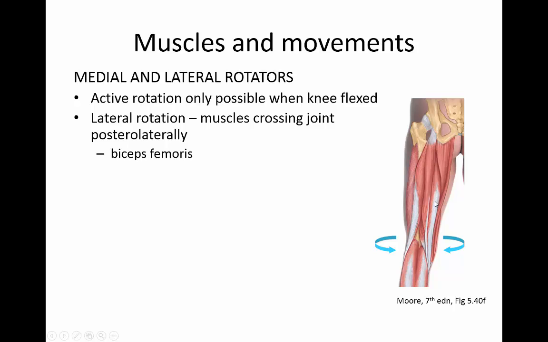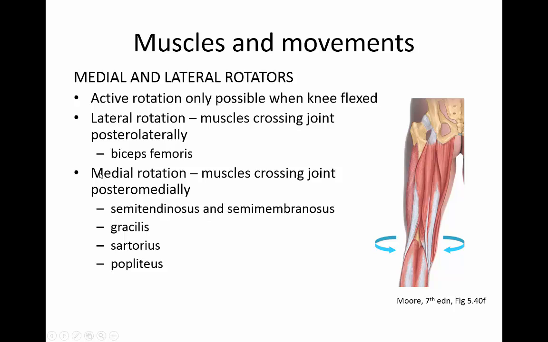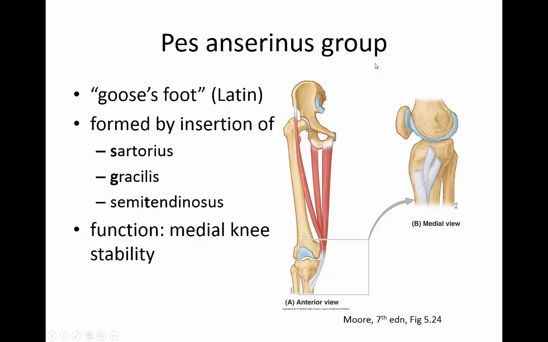Likewise, if you rotate medially with a flexed knee, you should feel these two medial tendons tighten up. So medial rotation is caused by muscles crossing the joint posteromedially. These are our semimembranosus and semitendinosus, as well as gracilis and sartorius on that pes anserinus, and that popliteus muscle. Pes anserinus was our goose's foot. So this resembles the foot of a bird.